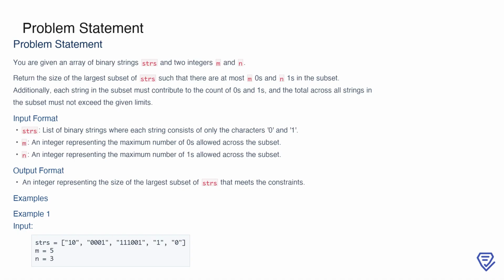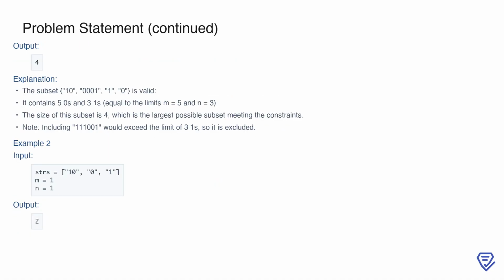Let's explore some examples to better understand the problem. In the first example, the input is strs equal to 10, 0001, 111001, 1, 0, with m set to 5 and n set to 3. The output is 4. This is because the subset 10, 0001, 1, 0 is valid. When we count the zeros and ones in this subset, we find that it contains exactly 5 zeros and 3 ones, which matches the given limits. This is the largest possible subset that satisfies the constraints.